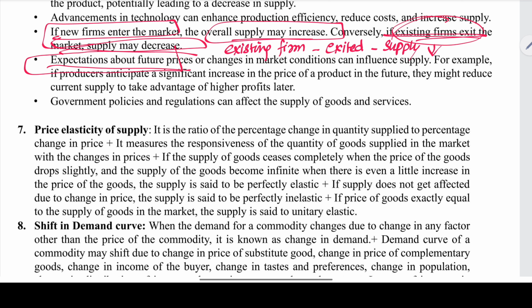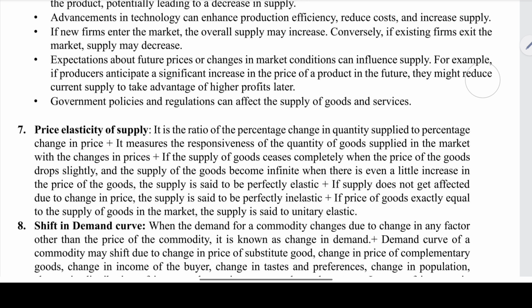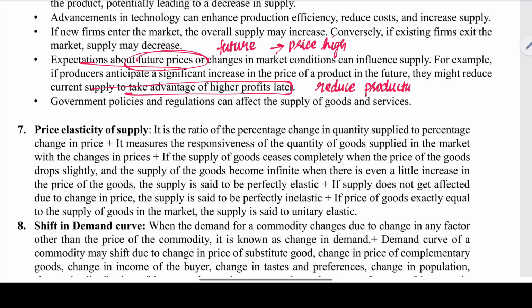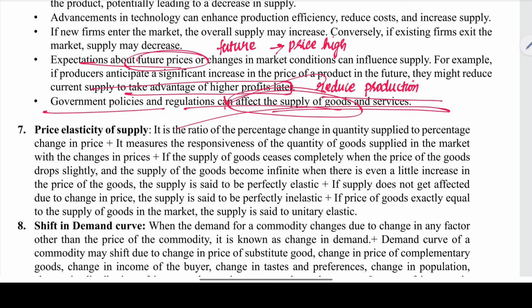Expectations about the future prices. When you are expecting changes in future prices or market conditions, they can influence the supply. For example, if producers anticipate a significant increase in the price of the product, they might reduce the current supply to take advantage of the higher profits. This is called future price expectation. In future, the price can be high, which means they will reduce the production now, and produce in the future itself to take advantage of high profit later. Government policies and regulations can affect the supply of goods and services.